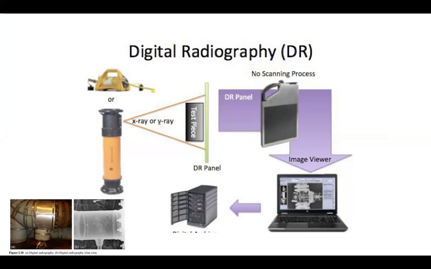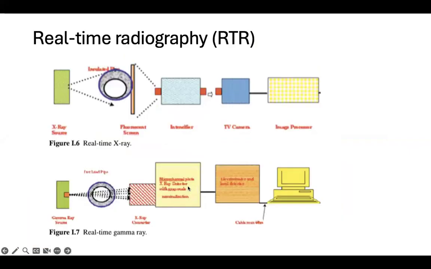We can use X-ray or gamma ray, and we need a flat panel detector or digital detector array, and the image will appear on the screen using advanced software. This is the result from the image. And this is the real-time radiography, RTR. For the source, we can use X-ray, and also gamma ray.